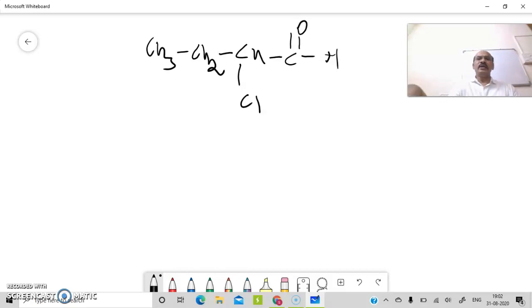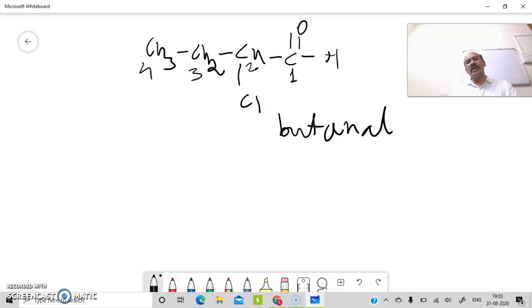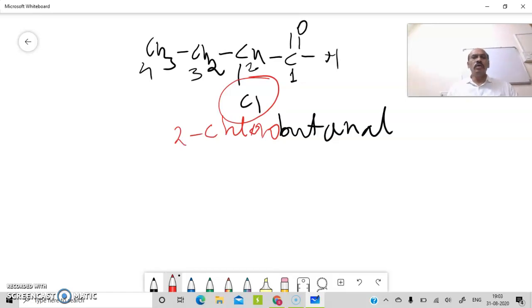Aldehydic carbon is always terminal, so numbering starts there to indicate the position of substituents. There is no need to represent the aldehydic carbonyl carbon's number, but numbering always starts from that aldehydic carbon. So here 1, 2, 3 and 4. The longest chain is of 4 carbon atoms, so the parent alkane is butane and it becomes butanal. But one extra part is there, and that is the substituent, chlorine, so you have to write it as chloro. And what is its position? 2-chlorobutanal.